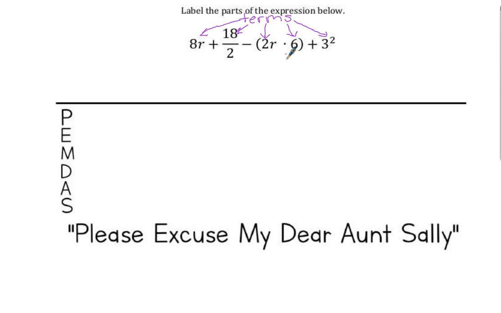Now we also have some variables. And the variable in this expression is r. It's the only letter that we have. So r is the variable.